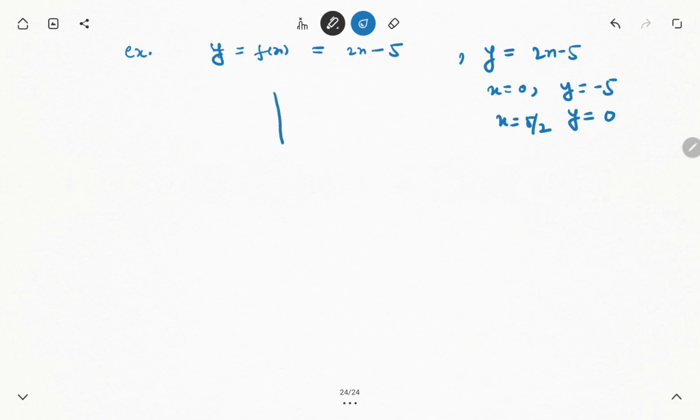Right? Now draw the graph. The graph is very simple. Say this is the point (0, minus 5), and this is y equals 0 and this is 5 by 2. We are going to say this is the point (5 by 2, 0), right?